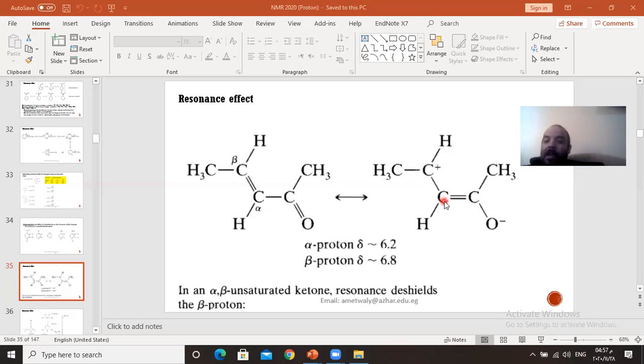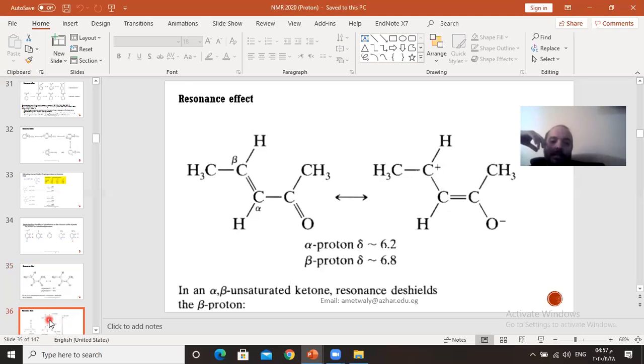And why does it happen? This happens because of a resonance effect between these two electrons and the carbonyl. These two pi electrons here move to here, and these pi electrons move to here as a free pair. And in this case, the beta carbon is highly de-shielded by the resonance. This case is called alpha beta unsaturated carbonyl, and you have to memorize it because it happens in most of natural products and in synthesis.